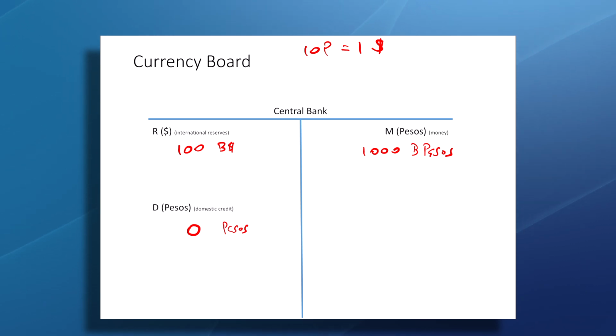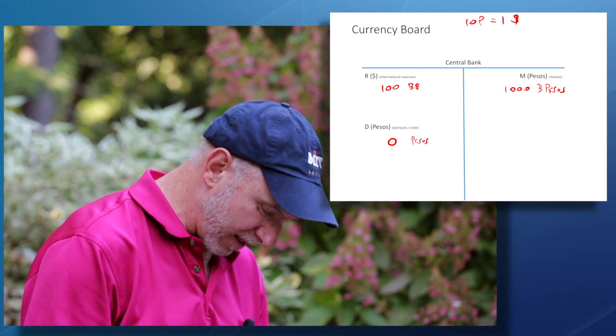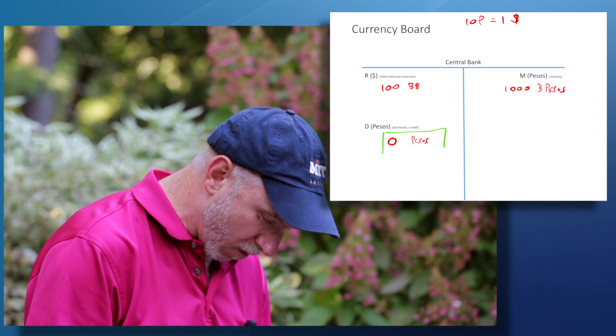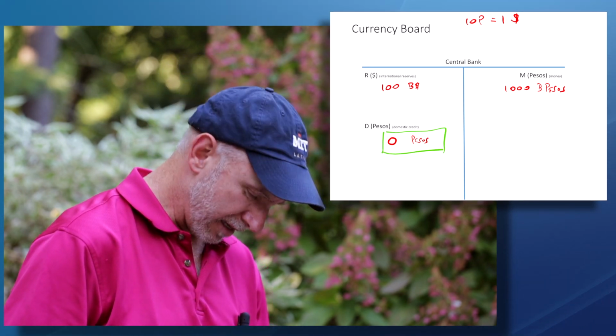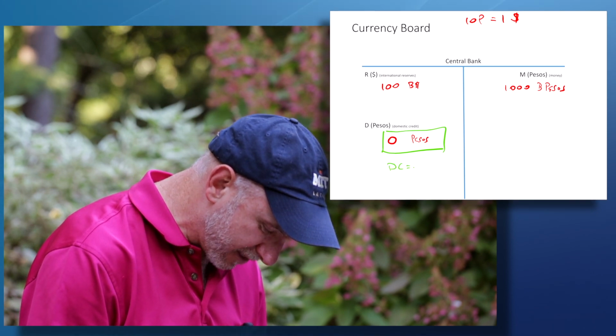Furthermore, you can ask the question, does every peso have a dime in dollars? The answer will be yes, 1 to 1. And what a currency board says is that they now restrict the ability of the central bank to issue or purchase any domestic credit. So they will not provide any domestic credit at all. In practice, a currency board puts restrictions on what you can do on this account. And they say this account has to be at zero at all times. So domestic credit has to be zero at all times.